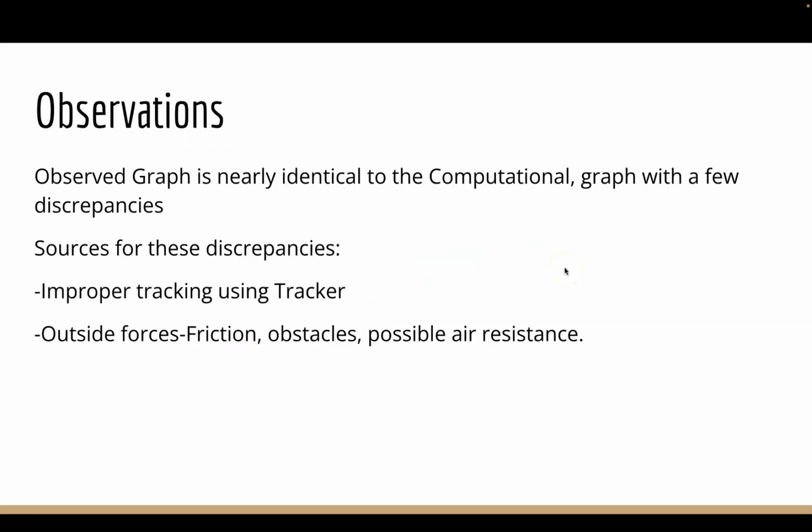So, as I said before, the observed graph is nearly identical to the computational graph with a few discrepancies. Some sources for these discrepancies include improper tracking by the Tracker app, as I had to track the ball frame by frame, and there could be some human sources of error there. And also there are outside forces such as friction, possible air resistance, and possibly some dirt or some obstacles on the ground that the human eye cannot see, obviously.